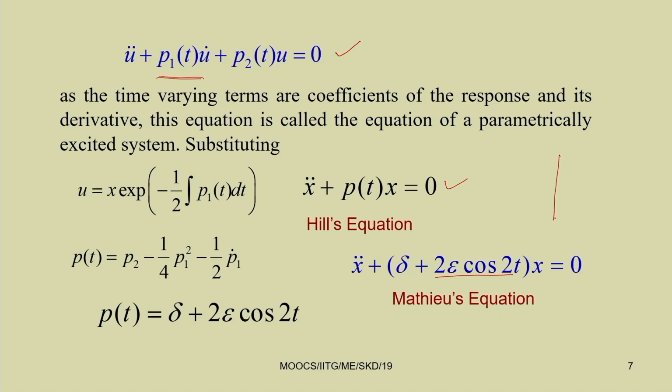If you recall the magnification factor versus omega by omega n, where omega is the external frequency and omega n is the natural frequency, for an undamped system the response will be like this. At omega equal to omega n, that is at the value 1, it is the resonance condition, where the response tends to infinity.